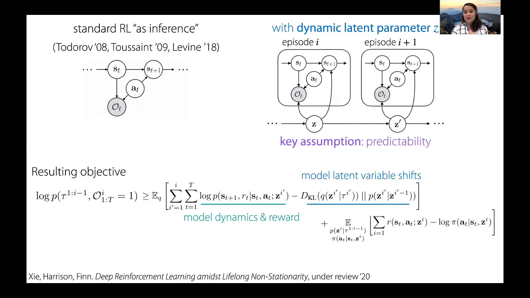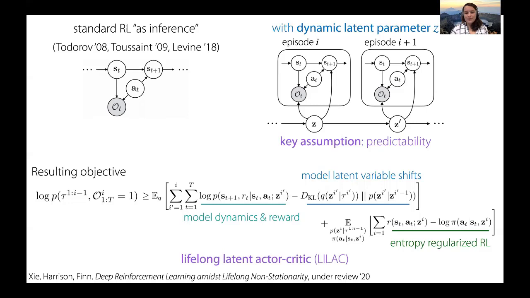This term is modeling the latent variable shifts, essentially predicting exactly what the future z will look like as a function of the past. And then this term just corresponds to entropy regularized reinforcement learning. So essentially, for the first term we can use maximum likelihood, for the second term we'll use the reparameterization trick to solve for, and for the last term we'll use a standard reinforcement learning algorithm, in this case SAC.